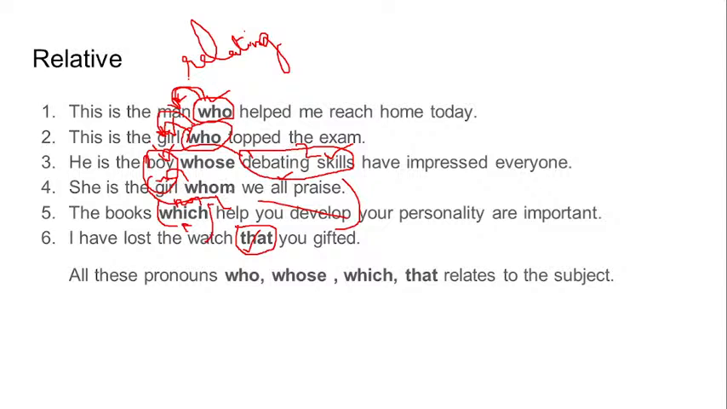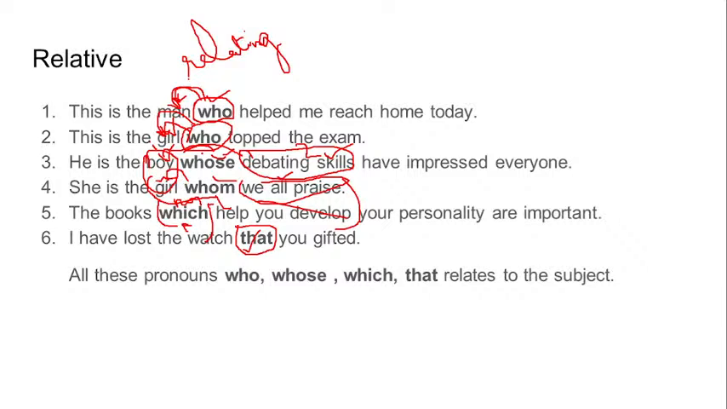Regarding whose and whom, I have repeated quite a few times that whose will answer a question of belonging. Like whose debating skill? You have to ask whose debating skills? The boy. So that is why whose relates to the boy. And whom we all praise. Who do we praise? The girl we praise. We praise the girl. So whom will answer a person, and whose is an answer of belonging.